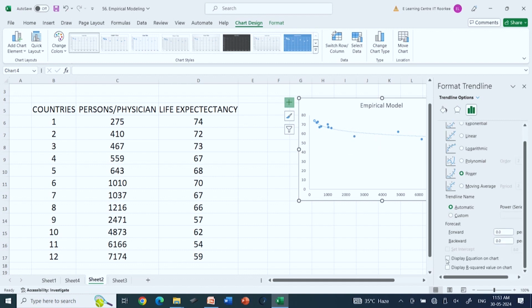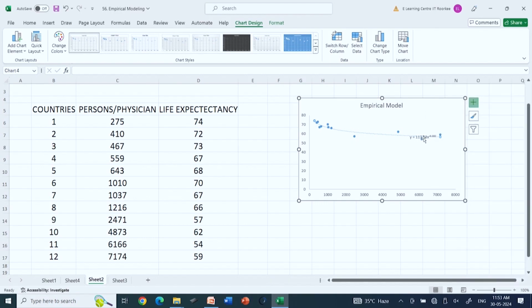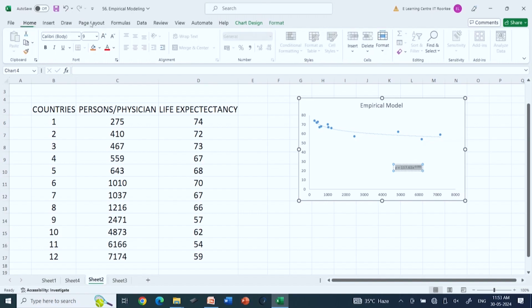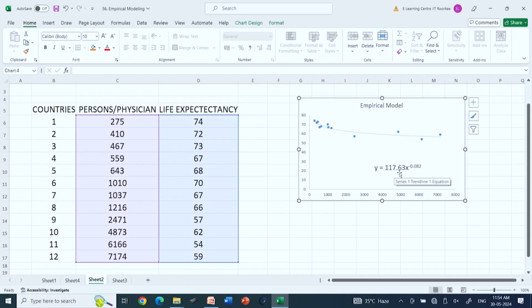So display this. We'll take this equation somewhere here and increase the font size so that you can see. So this is the equation of the power model, which is of the form y equal to a x to the power b. So the value of a is 117.63 and b is minus 0.082.